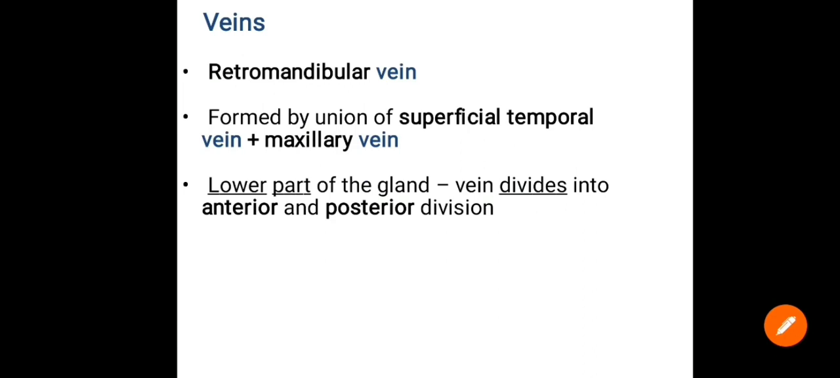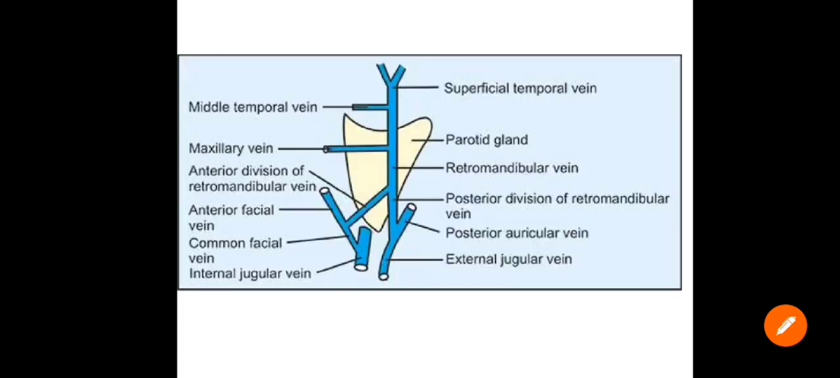The next one is the vein, and the vein is the retromandibular vein. And how is the retromandibular vein formed? It's formed by the union of the superficial temporal vein with the maxillary vein. And towards the lower part of the gland, the vein divides into an anterior division and a posterior division. Now let's see. This is the retromandibular vein. As I told you, the retromandibular vein is formed by the union of the superficial temporal vein, that is this one.